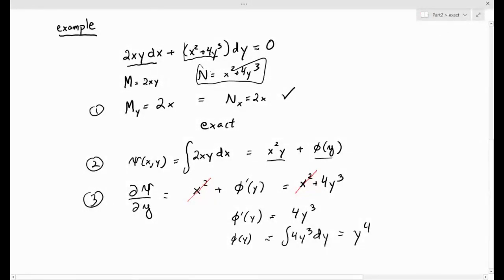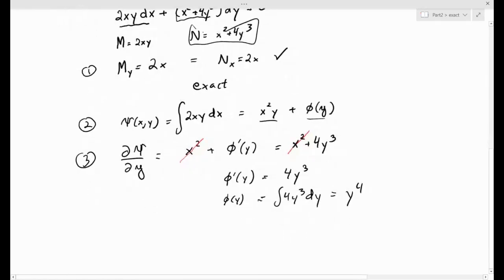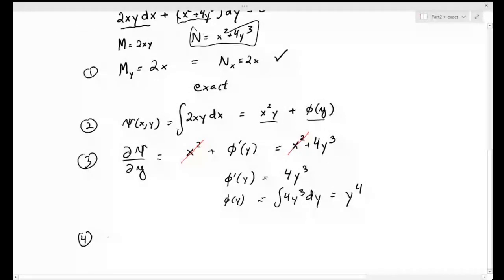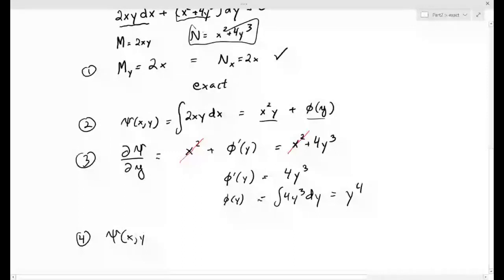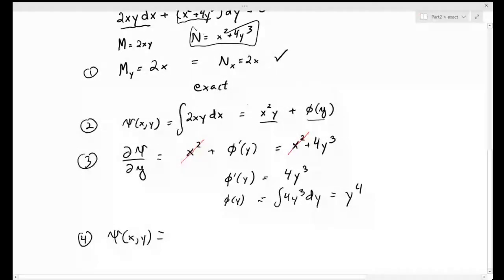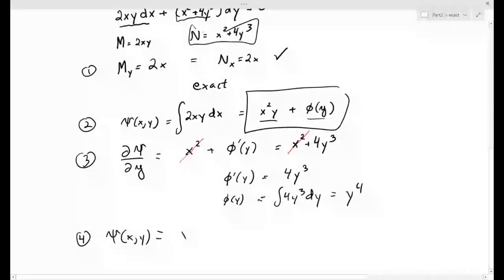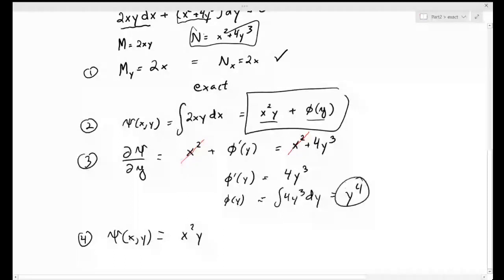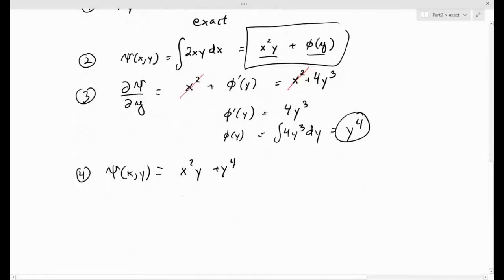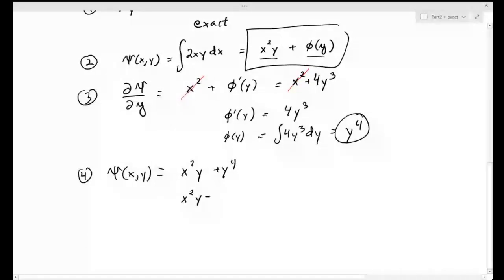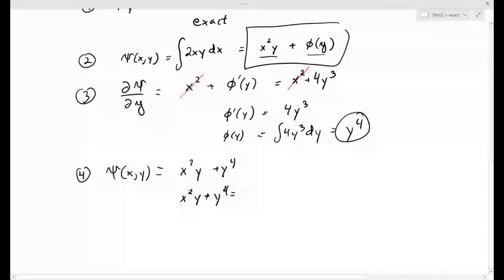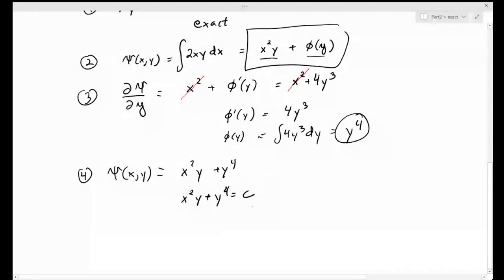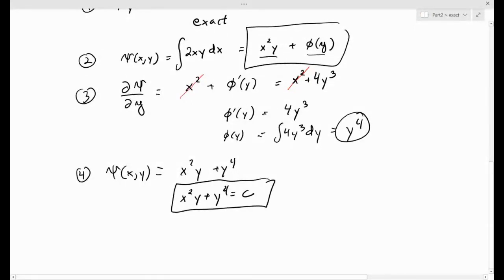Okay, so now we know what our function is. We set it equal to, like from over here, you see was x squared times y plus this function of y, which we recovered here. It's y to the fourth. And a general solution is just a level curve of this function. So you set that equal to a constant. There you go. Okay.